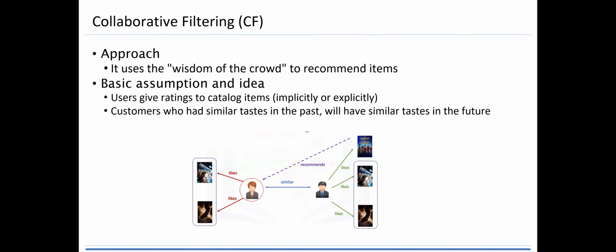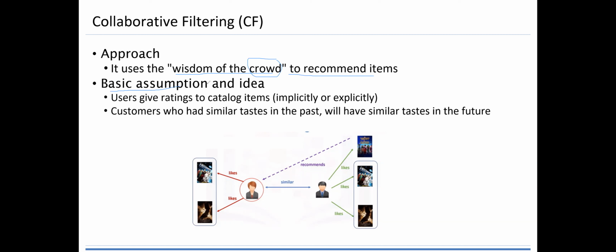And the approach will use the wisdom of the crowd. It means that what the crowd mentioned is called wisdom, and it is used to recommend items. That's why when you enter Netflix, they will ask you about your profile, for example, what is your gender and what are your preferred languages, and other things that can represent some information from the crowd.